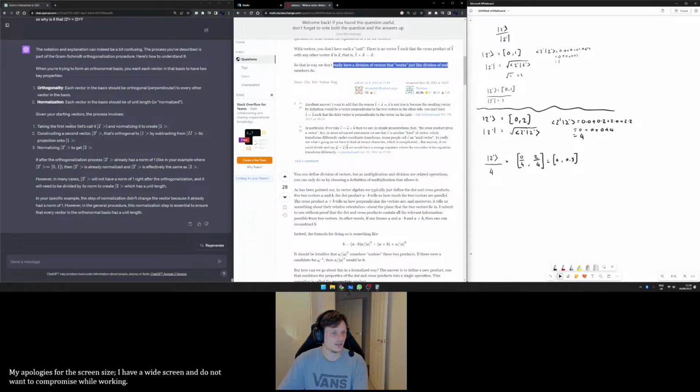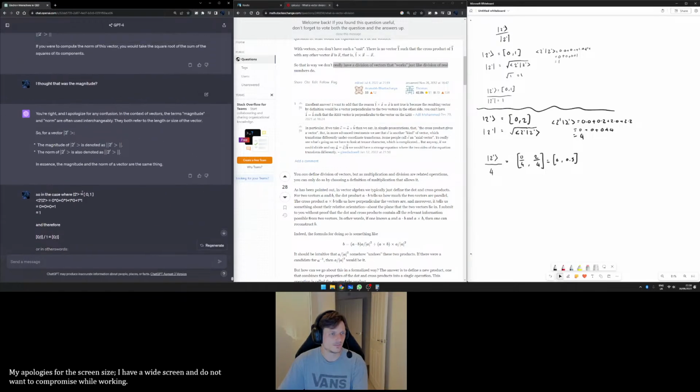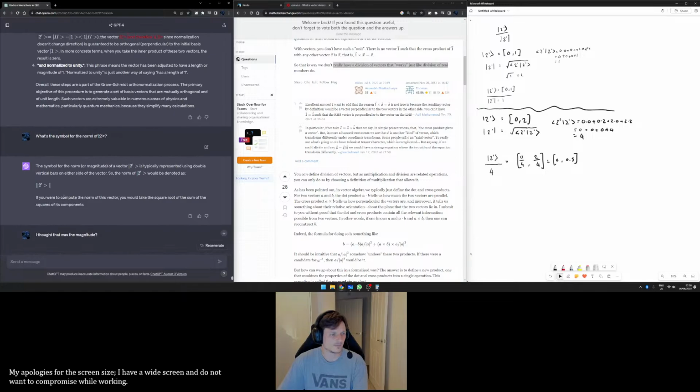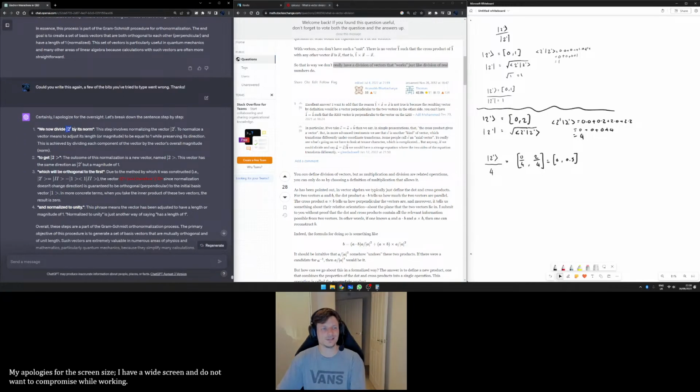So it says here, taking the first vector, let's call it I, and normalizing it to create 1. Constructing a second vector that's orthogonal to 1 by subtracting. We now divide 2 by its norm. This step involves normalizing the vector 2. To normalize a vector means to adjust its length or magnitude to be equal to 1 while preserving its direction. This is achieved by dividing each component of the vector by the vector's overall magnitude.